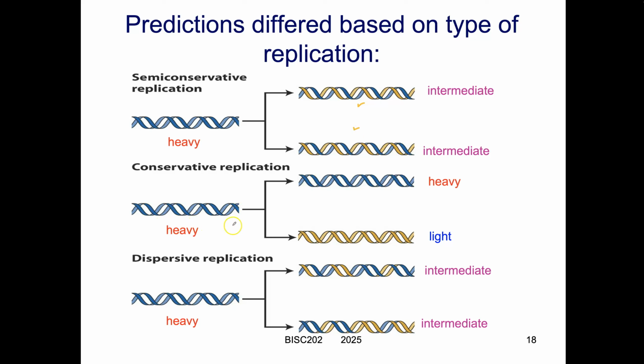If conservative replication was the method, where again, we don't know how that would happen, but suppose that was, then this is what you would predict. You would predict that one of the new chromosomes that resulted would be the original, the old one, and then the other one would have all the new strands, and so you'd have heavy and light. So you would see something different in the tube when you did this. And then the dispersive, again, it would be sort of little bits and pieces of new and old at random throughout, and you'd expect intermediate bands.